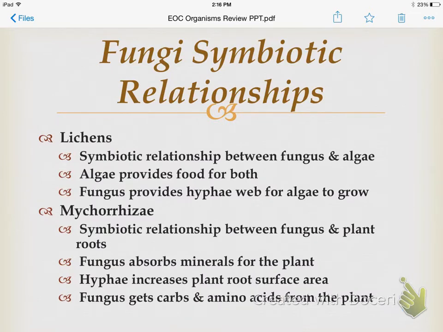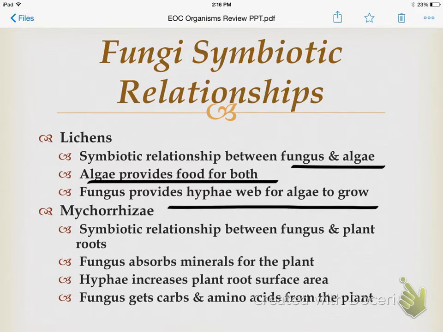So symbiotic relationships with fungi, so lichens and mycorrhizae. With lichens, it's between fungus and the algae, and the algae provides the food for both, and the fungus provides a web for algae to grow. The mycorrhizae is between fungus and plant roots. This helps farmers a lot because it helps that absorption for the plant and increases that surface area, which if you increase your surface area, you're taking up more water and minerals, so you grow a better plant.